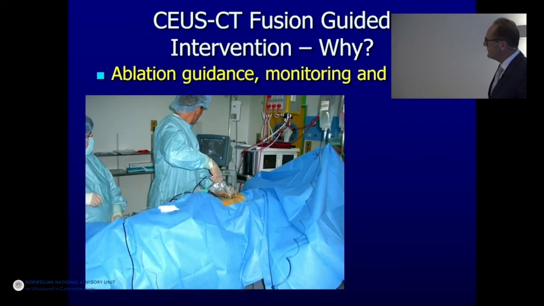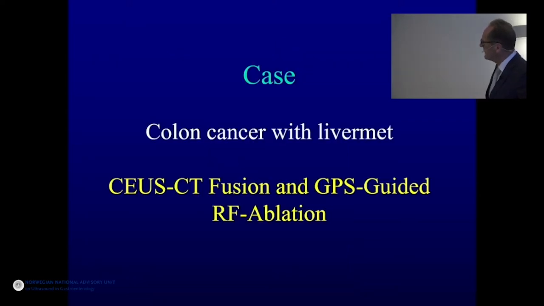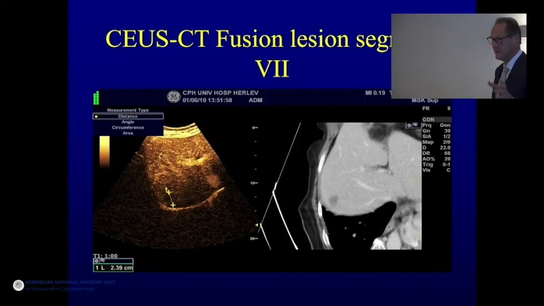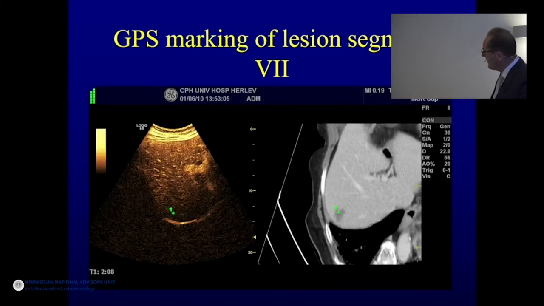So here is how it works. The patient is in the OR for an ablation. So we will do a CEUS fusion and GPS guided RF ablation. It sounds more difficult to say than it is to do. Here you have a CEUS fusion. You have the CEUS here and you have the lesion there. We then put a GPS marker on it. Now this marker is interactive. Remember, it remembers where the lesion is.